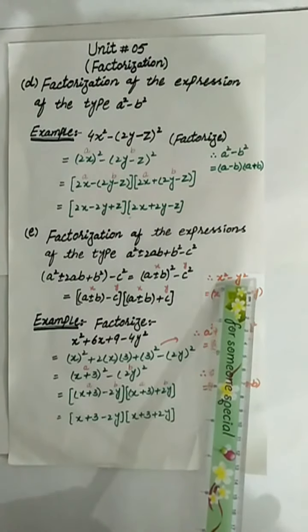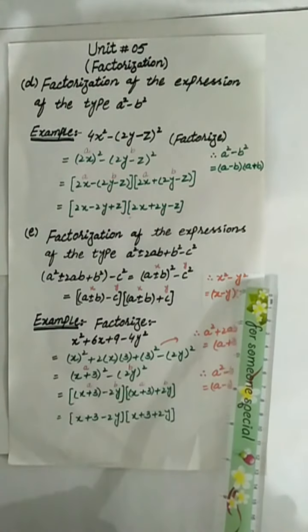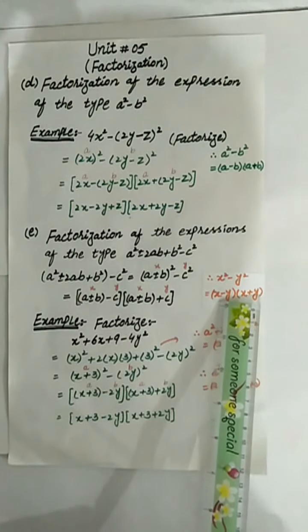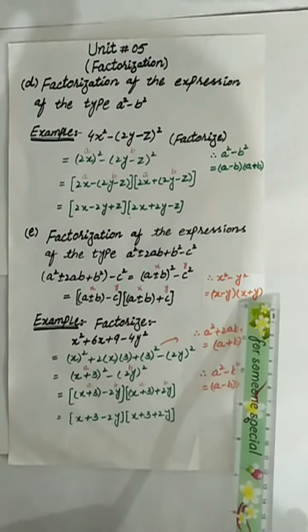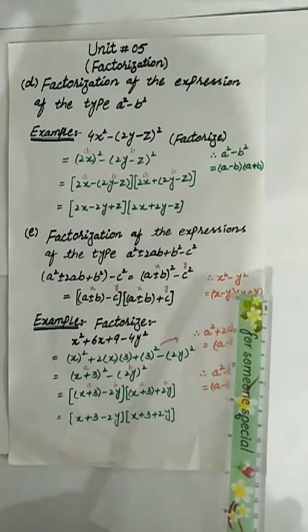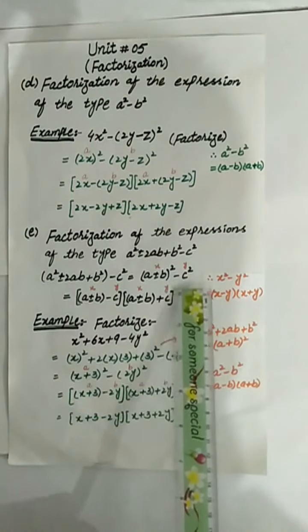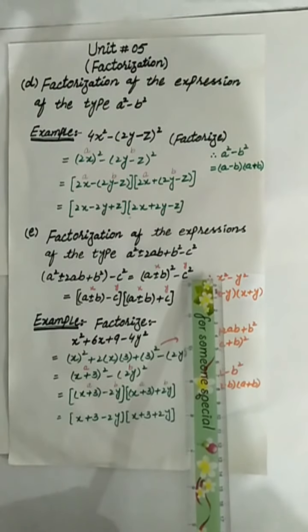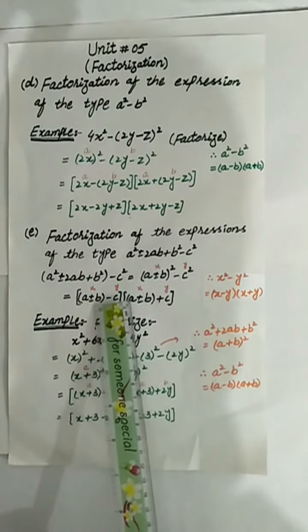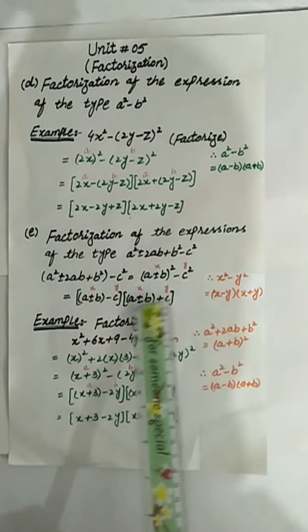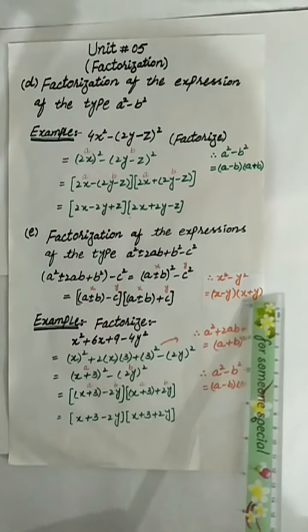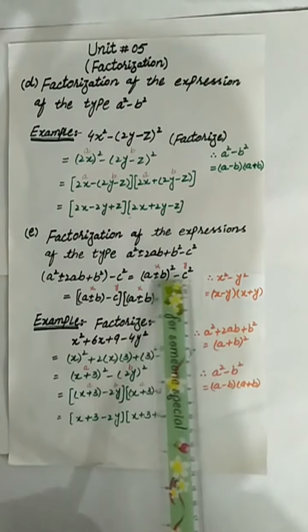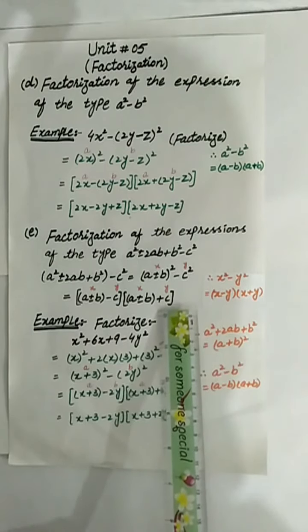As x square minus y square will open as first factor x minus y and then second factor x plus y. By using this formula here, we will write this (a plus minus b) whole square minus c square as (x minus y), meaning a plus b minus c, and (x plus y), meaning a plus minus b plus c.